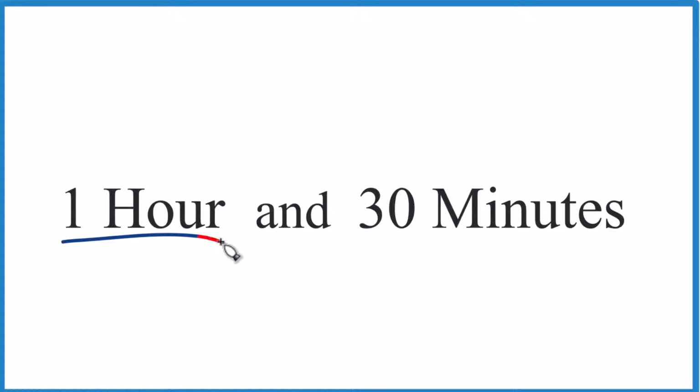So let's write 1 hour and 30 minutes as a decimal. So to start off, let's leave the 1 hour as it is. It's a whole number. We'll just add that at the end. It's that 30 minutes we have to figure out.